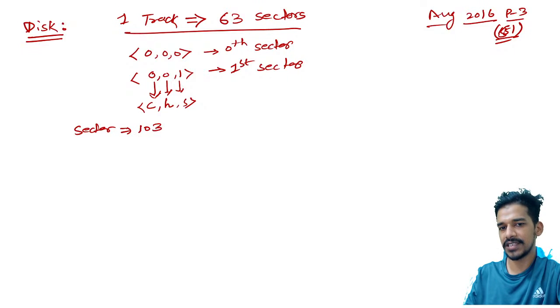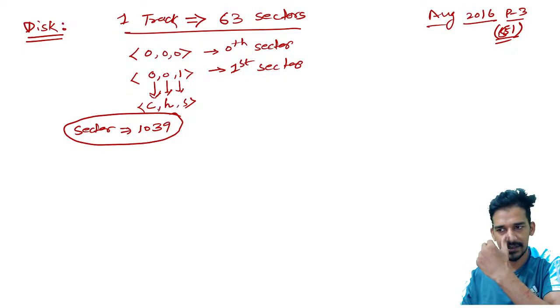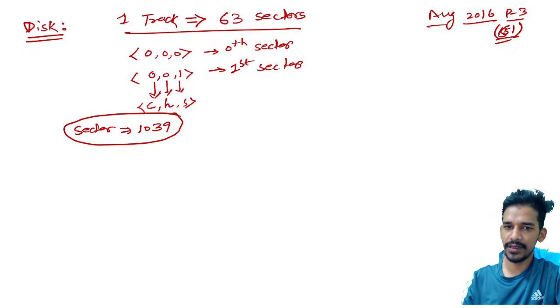1039. We are given a sector that is 1039. We have to find out the address format, that is on which cylinder it will be, on which surface it will be, and what the sector number is.